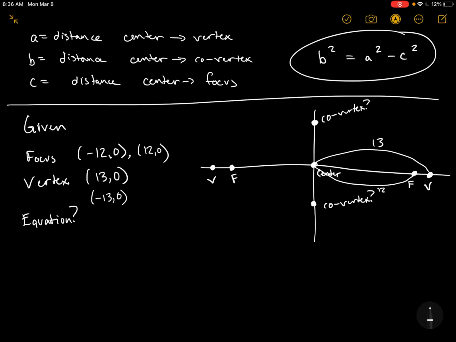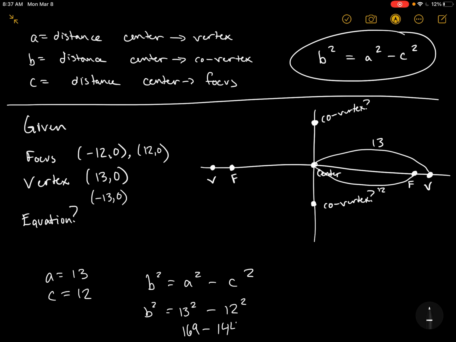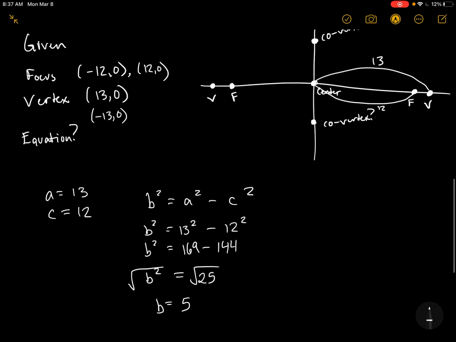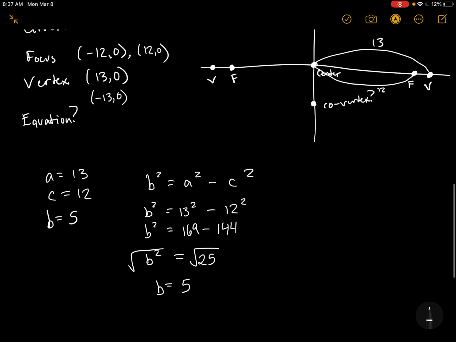So if we're going back to our properties here for A, B, and C, it looks like we can identify a few of these points. So distance from the center to the vertex is 13, that's A. Distance from the center to the focus, that's C, is 12. And we have an equation we can use, b squared equals a squared minus c squared. So we can plug in a squared is 13 squared minus c squared is 12 squared, and all of that equals b squared. So 169 minus 144 equals b squared. You can subtract these to get 25, and then finally take the root. So b in this case equals 5.